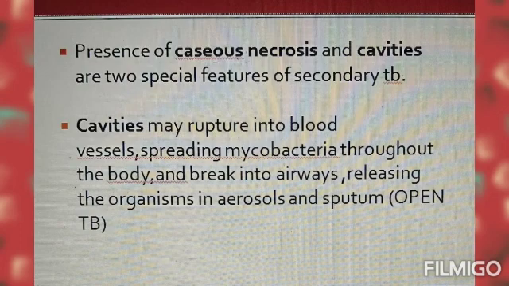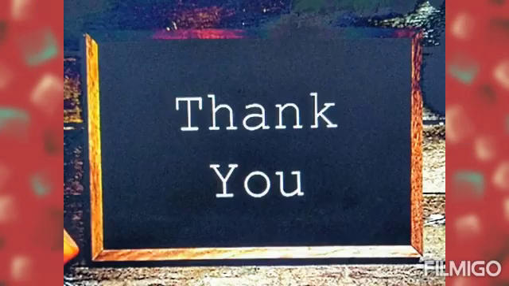It causes non-cavitary lesions or cavitary lesions in both lobes of the lung. Presence of caseous necrosis and cavities are two special features of secondary TB. Cavities may rupture into blood vessels, spreading mycobacteria throughout the body.